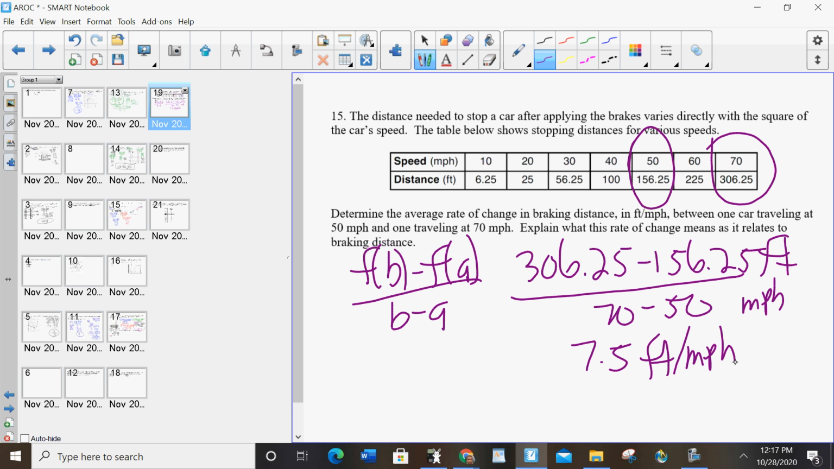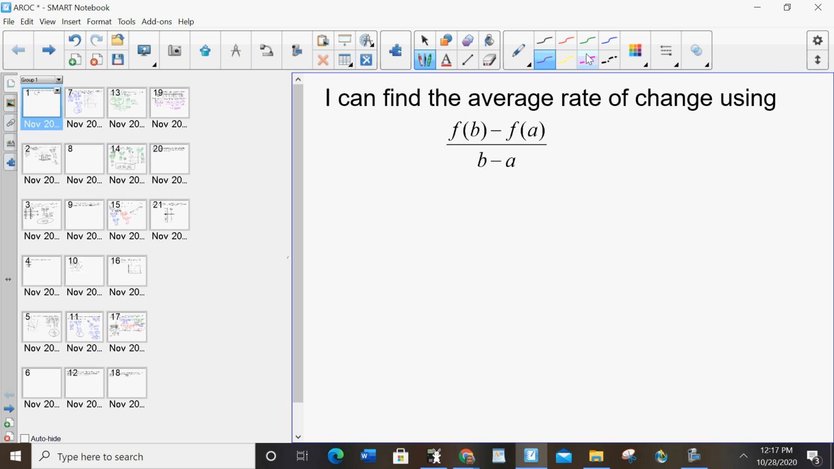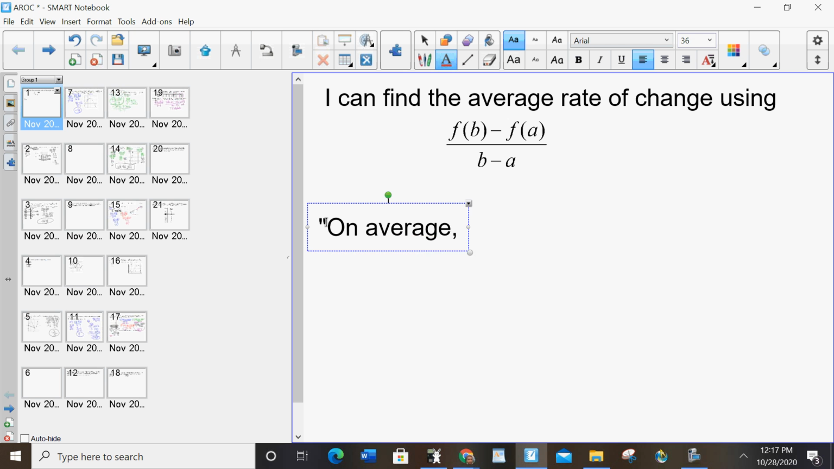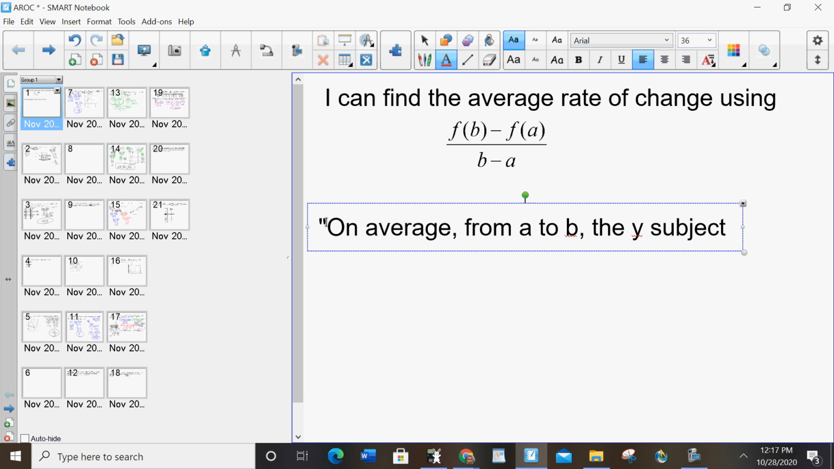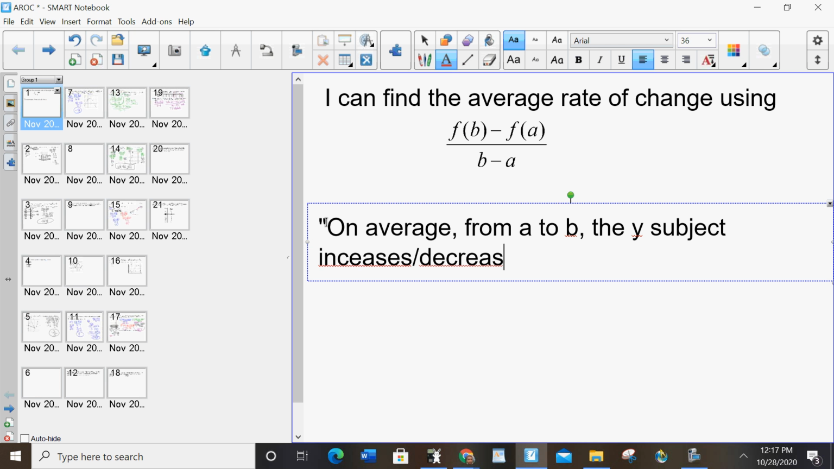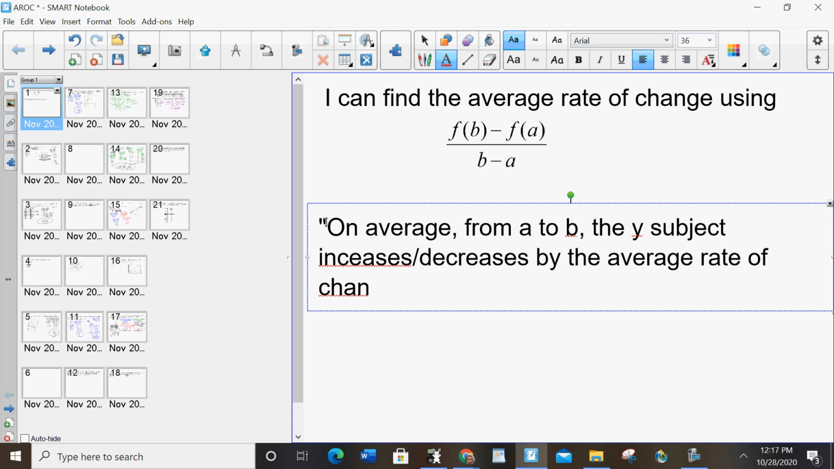Now, it wants you to explain what it means in the context of the problem. There's a little script to follow. On average, from A to B, the y subject increases or decreases by the average rate of change every x unit. So we're basically just filling in the blanks here.